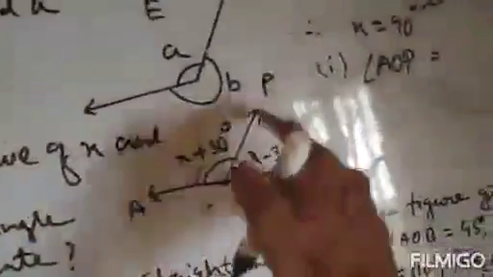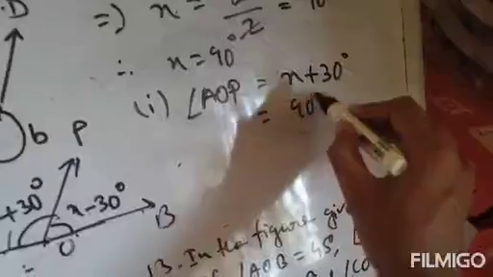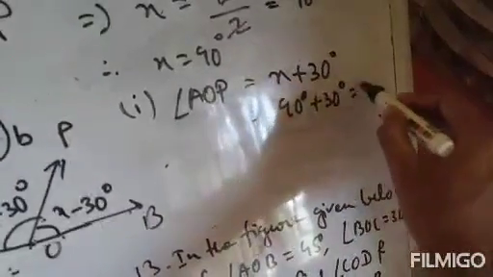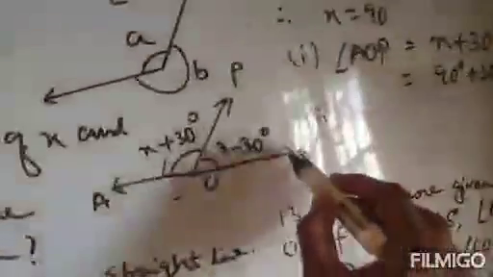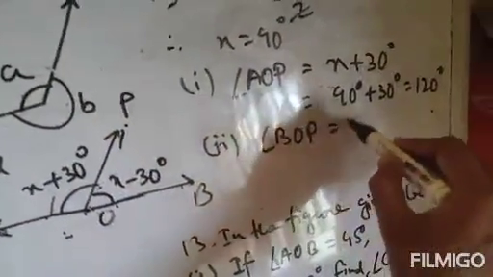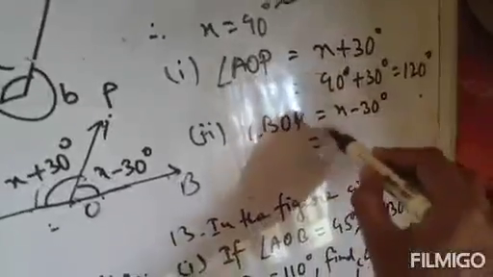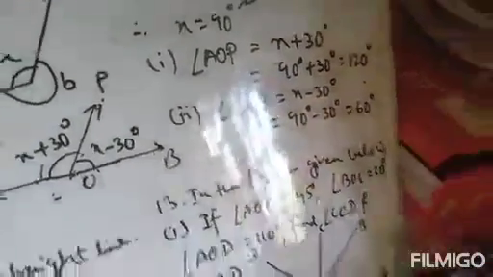See, angle AOP is x plus 30 degrees, so put the value of x, 90 degrees plus 30 degrees, that is 120 degrees. Question number 2 is angle BOP, it is x minus 30 degrees. The value of x is 90 degrees minus 30, that is 60 degrees. So BOP is 60 degrees.